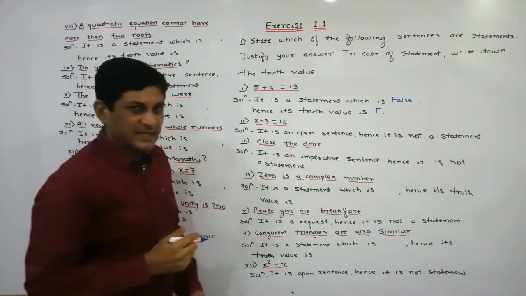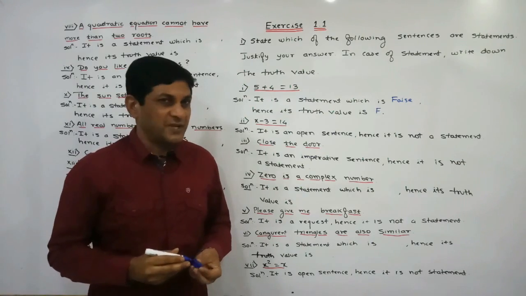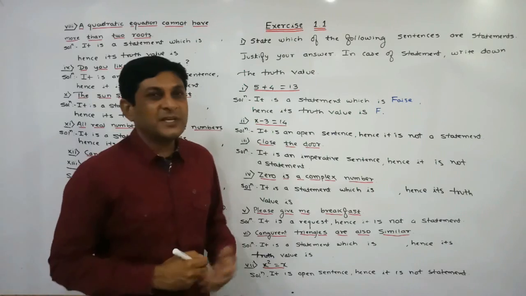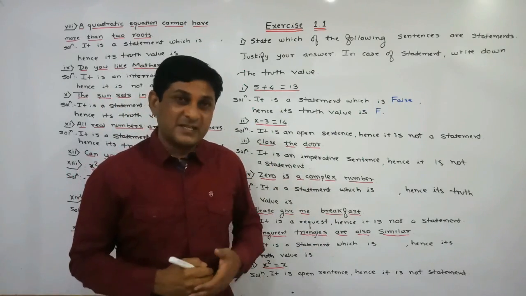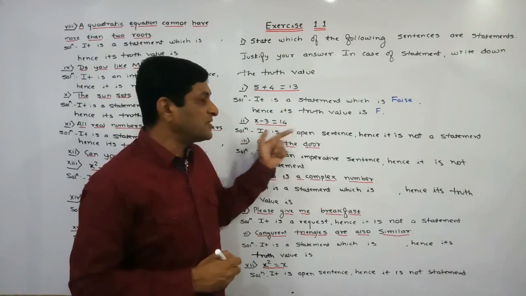Now observe the second sentence. x − 3 = 14. Here value of x is not given, so that's why we can say that this is an open sentence, because if we are taking x equal to 17 here, 17 minus 3 is what?